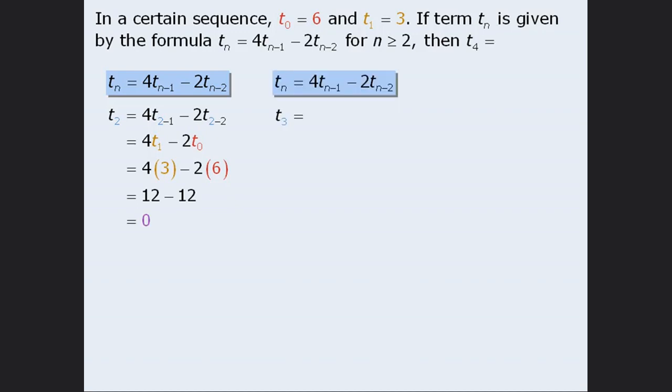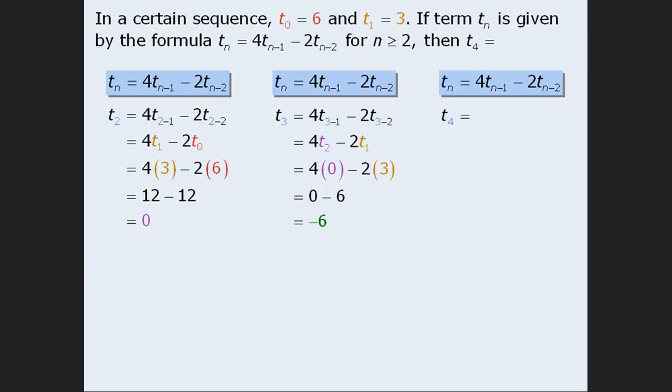Now on to term 3. Here, when we plug 3 in for n and then simplify, we get the following. We just determined that term 2 is equal to 0, and we know that term 1 is equal to 3. When we simplify this, we see that term 3 is equal to negative 6. Finally, to find the value of term 4, we plug 4 in for n and then simplify to get the following.